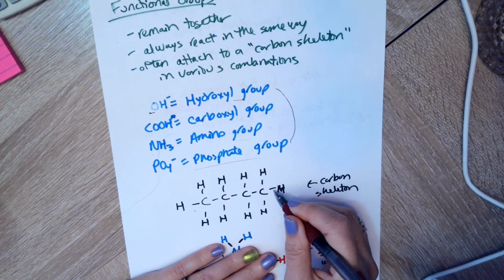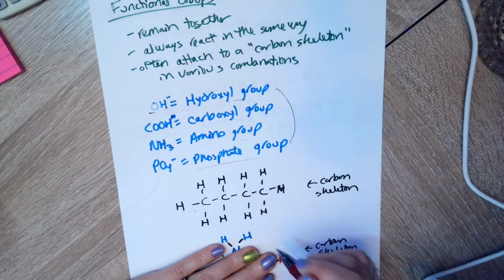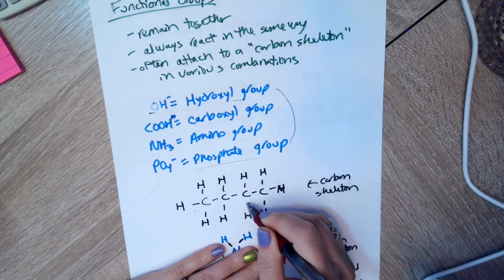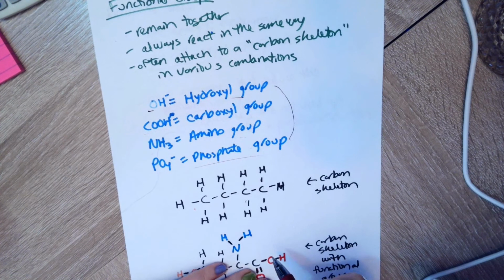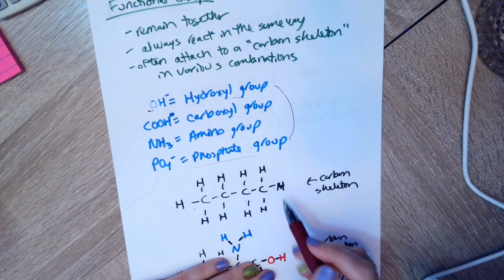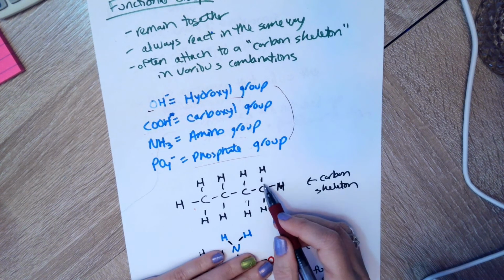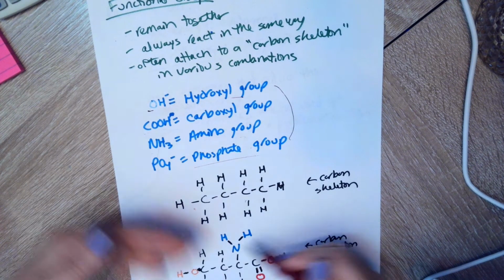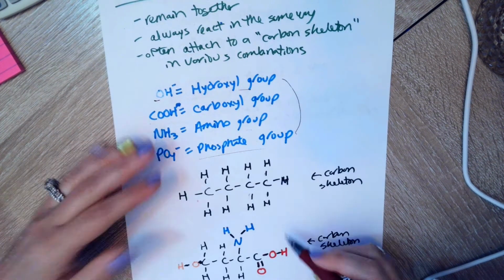So look at this carbon. It has 1, 2, 3, 4 bonds. This one has 1, 2, 3, 4 bonds. All of them have 4 bonds. And in this case here, they just have hydrogens. But what we can do is we can pluck off hydrogens, and instead we can put on functional groups.